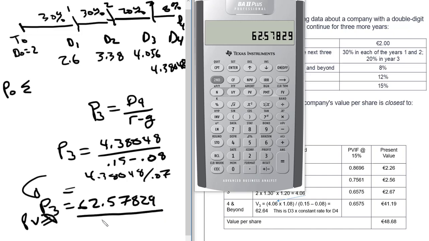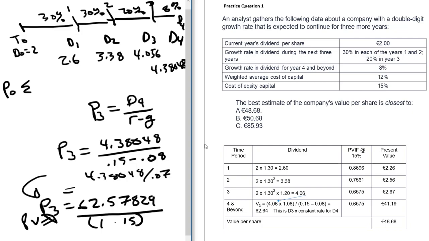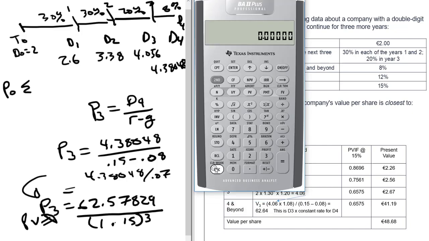Now remember, to calculate P naught, we're going to have to calculate the present value of that, so we're going to divide that by 1.15, which is our required rate of return here, but it's at P3, so it's to the power of 3. And that's going to give us the present value of the stock price. Now that we have our dividends and our stock price, we can use the cash flow functionality on the calculator, which is a lot easier than cranking our way through all the algebra.